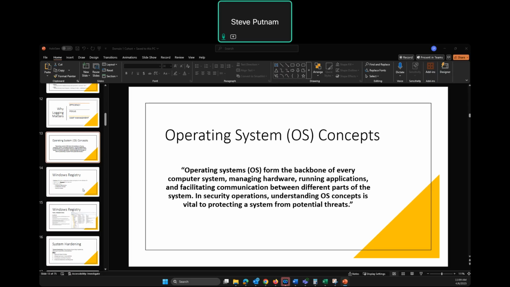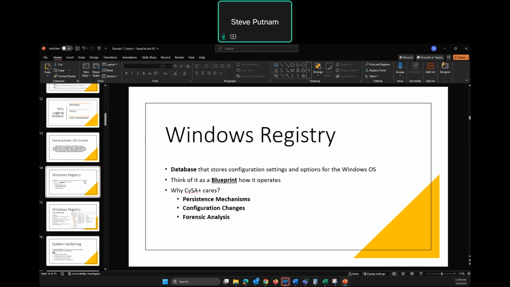How the OS works, how it can be exploited, what the vulnerabilities are, and remediating those vulnerabilities. So understanding the operating system you're working on is absolutely critical. For Windows, for example, Windows Registry is your best friend. It's a database that stores configuration settings and options for the Windows OS. It's a blueprint of how the operating system operates. So if you look at the registry, you can tell this is how Windows works. And essentially, once you understand that, you can understand how it can be exploited and how it can be protected.